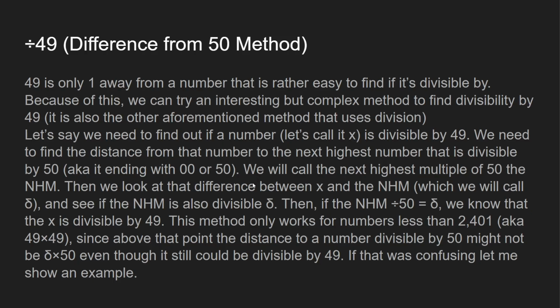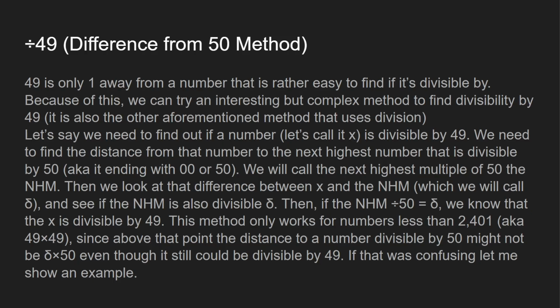But more excitingly, I put so much effort into this, and I'm so excited to show you guys the difference from 50 method. This is ridiculous because I spent a significant amount of time working on this theory, even though it's only for divisibility by one singular number. But of course, this is all about using your brain, right? 49 is only one away from a number that is rather easy to check divisibility for. 50 is one of the easiest numbers to see if a number is divisible by: if it ends with 50 or two zeros, it's divisible by 50.